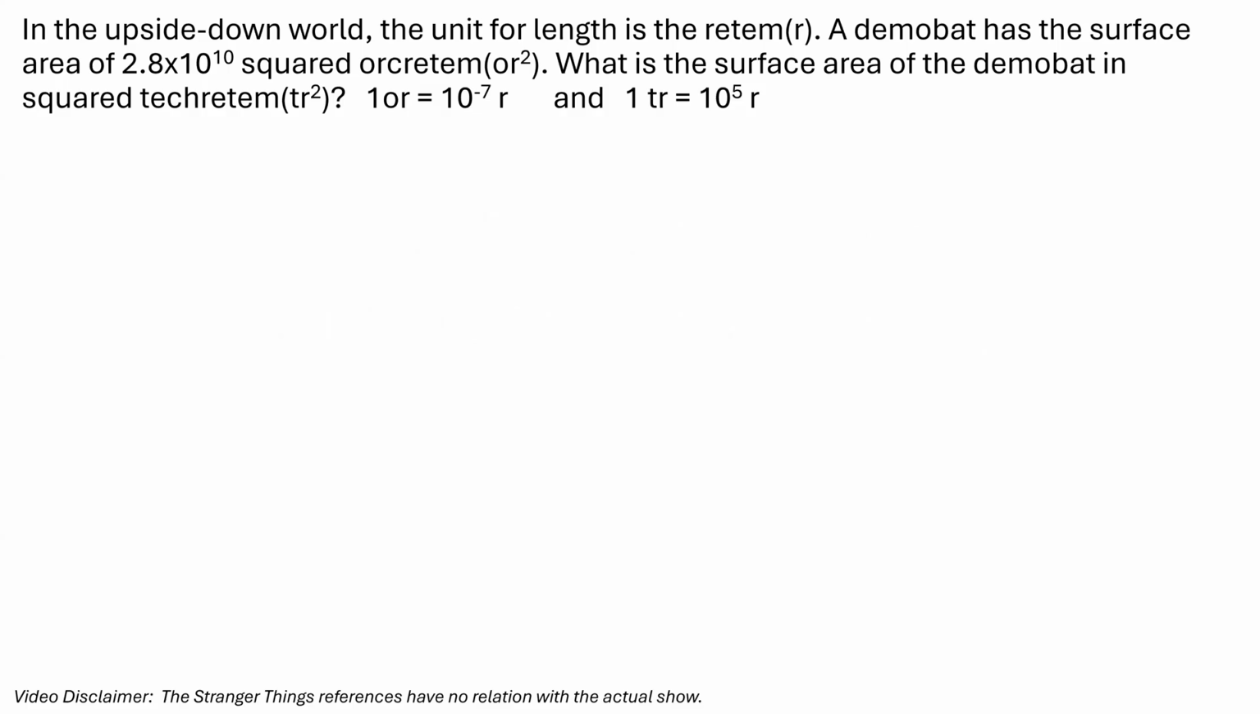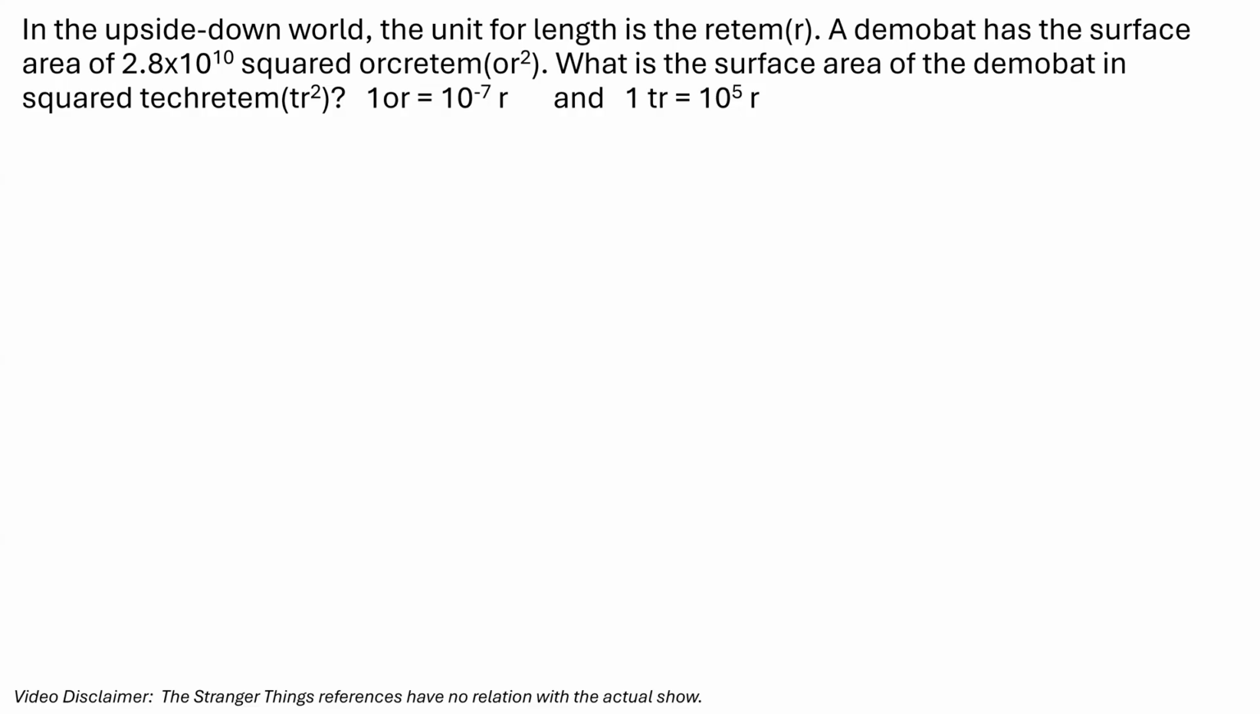And we're back. Let's imagine we're back in the upside down world. The unit of length there that they use is the rectum. A demobat has a surface area of 2.8 times 10 to the 10th squared orc rectum. What is the surface area of the demobat in squared tech rectum?